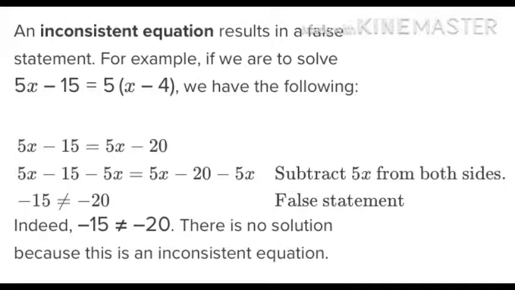An inconsistent equation results in a false statement. For example, if we are to solve 5x minus 15 is equal to 5 times (x minus 4), we have the following: 5x minus 15 is equal to 5x minus 20. Subtract 5x from both sides. So minus 15 is not equal to minus 20. False statement. Indeed, minus 15 is not equal to minus 20. There is no solution because this is an inconsistent equation.